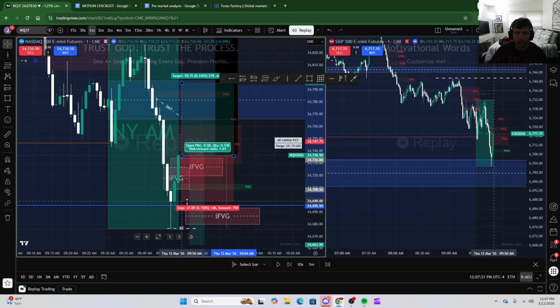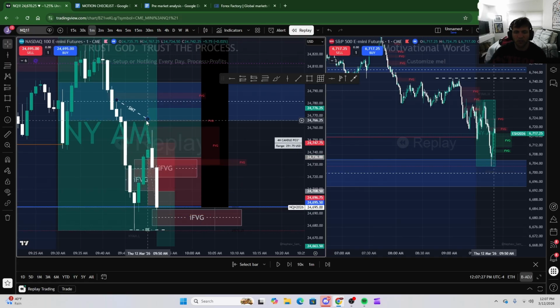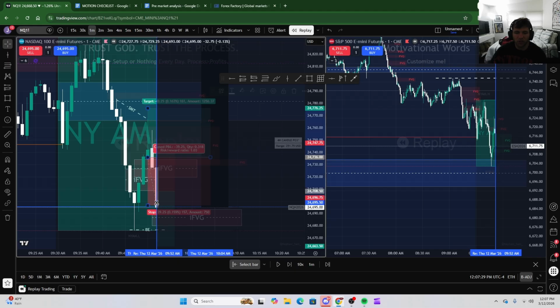I don't think it was like this. I think it was more like I was aiming for like this. But what happened was we immediately hit the 5 and then react off of it, as you can see.